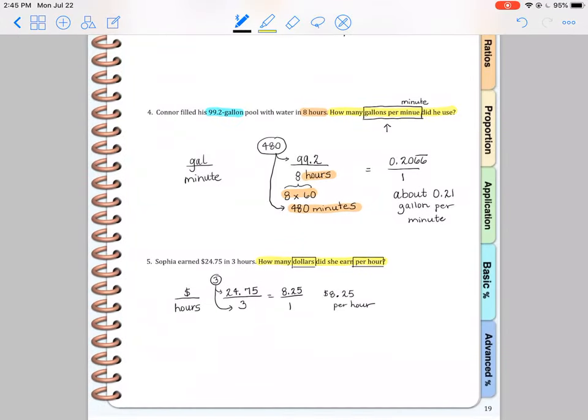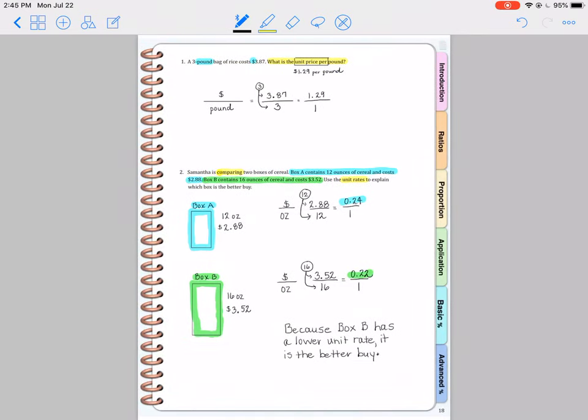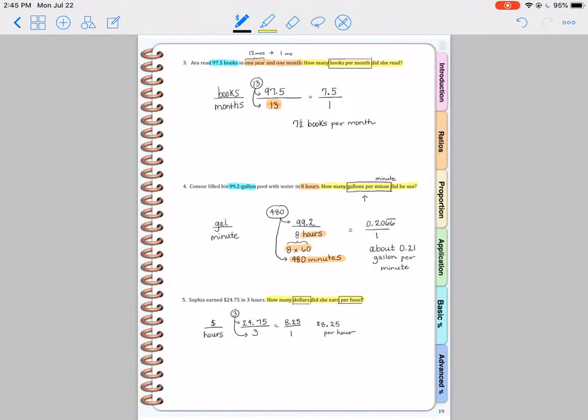So those are just some application problems with unit rates. Hopefully they're not too terribly bad. I would recommend that you watch the video more than once if you need to really get the hang of these, because they're good example problems if you're tested on unit rate.